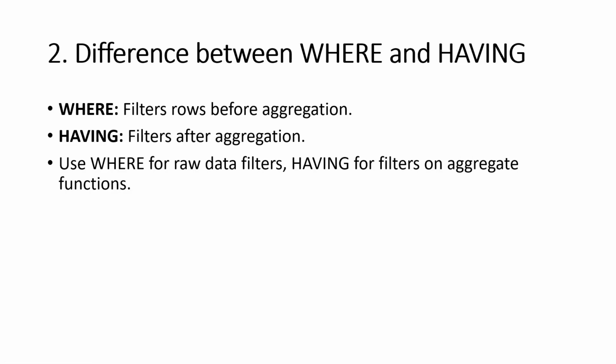Difference between where and having. This question will be repeated many times when you go for SQL interview questions. Where is for filtering rows before aggregation. Having is for filtering after aggregation. Use where for raw data filters, having for filters on aggregate functions. You use having whenever you use group by. So you group by a particular column, and after that, if you want to filter out some of the rows, then you will use having.